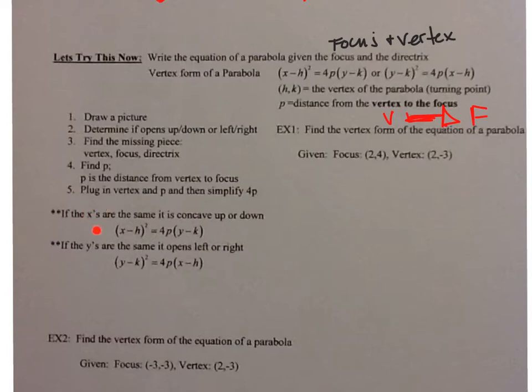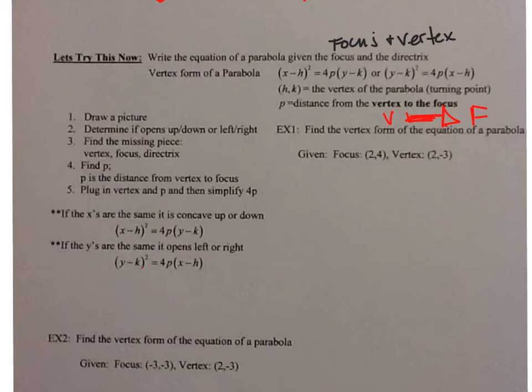If the x's are the same, it's concave up or concave down, so you have to use this formula. X's are the same, that's the parentheses that you're squaring. If the y's are the same, it opens left or right. So then you have your y minus k squared.